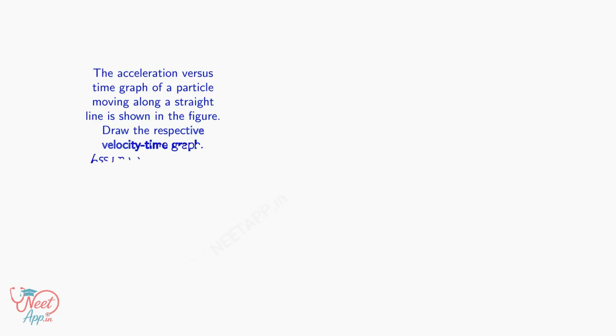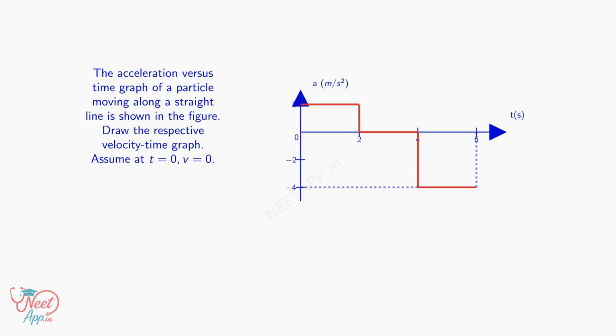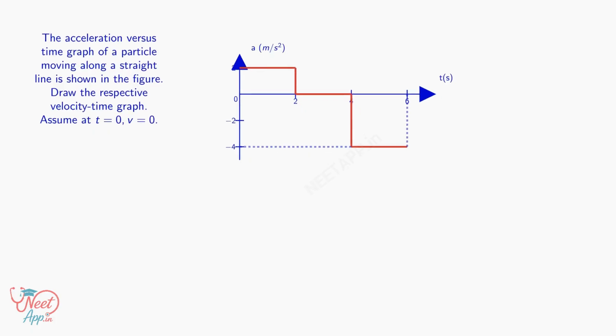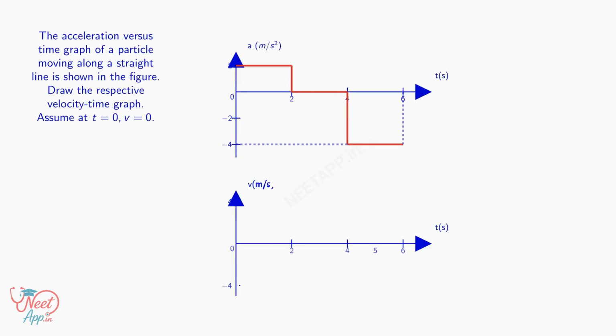The acceleration versus time graph of a particle moving along a straight line is shown right here. We need to draw the respective velocity time graph assuming initial velocity is 0. To solve this, let's set up an empty velocity time graph exactly below our given acceleration graph so that time axes align perfectly. Remember, the area under an acceleration graph gives the change in velocity.